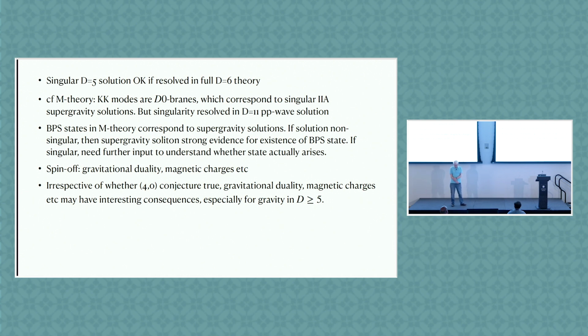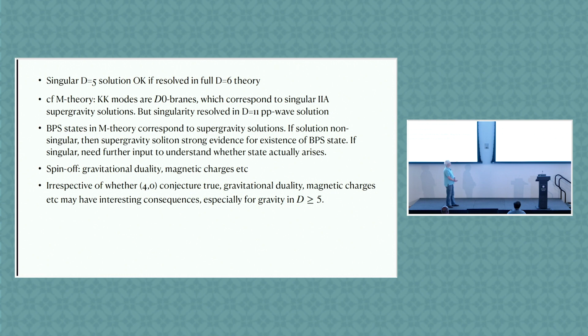So irrespective of whether or not this limit exists and whether there is really such a 4-0 phase arising at strong coupling, this whole story has had a lot of interesting spin-offs. It's given rise to the notion of gravitational duality, of the dual graviton and the double dual graviton, at least in the linearized theory, and gives an understanding of these magnetic charges. The magnetic charges in gravity arising from the Noether charges for the dual theory.